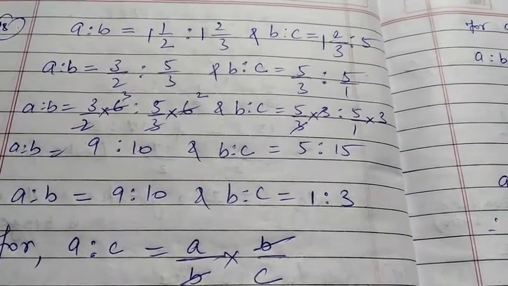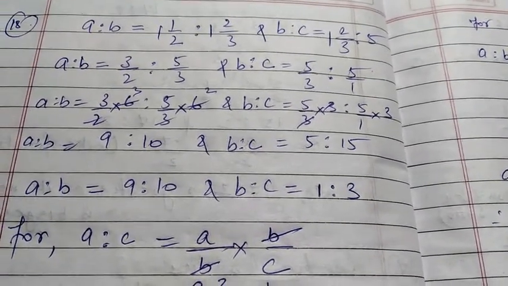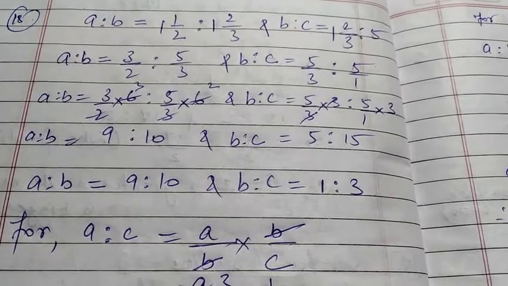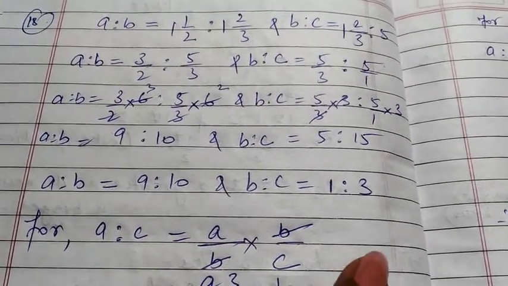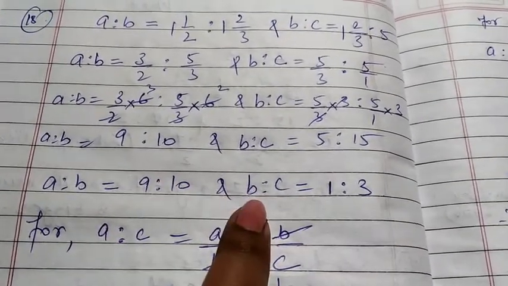It is not in the lowest term, so I have converted it into lowest by cutting it by 5, so I got 1:3. So these two here are your simple ratios.